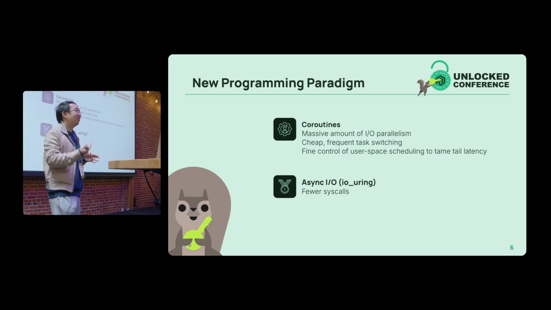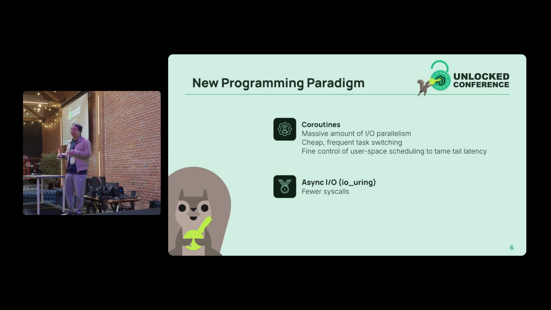A coroutine is lightweight. You can think of it as a lightweight thread, and context switching for a coroutine is much, much faster. Our measurement shows it takes less than 10 nanoseconds. So it's very fast. And with asynchronous I/O, it's possible to dramatically reduce the number of syscalls.